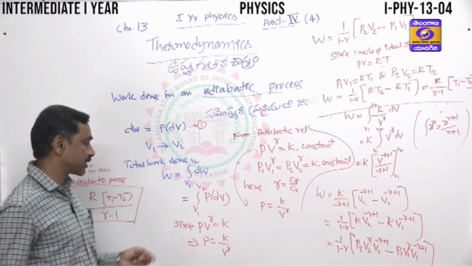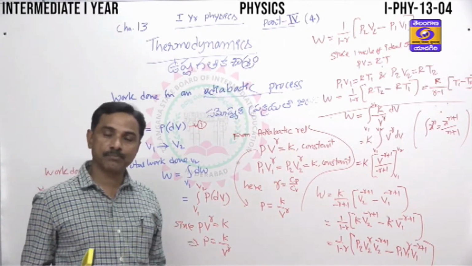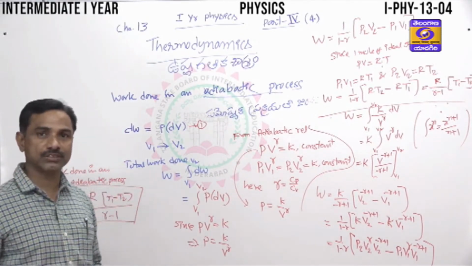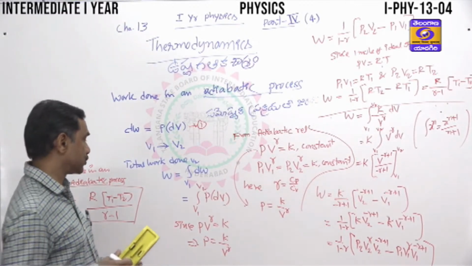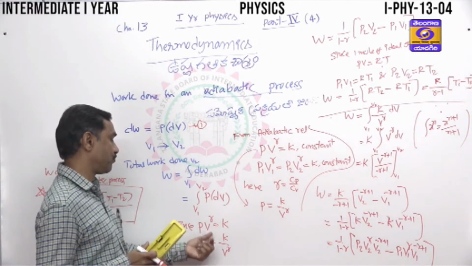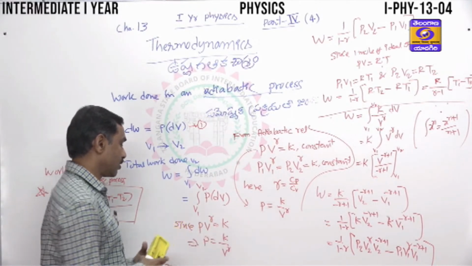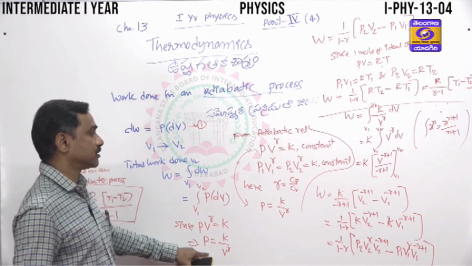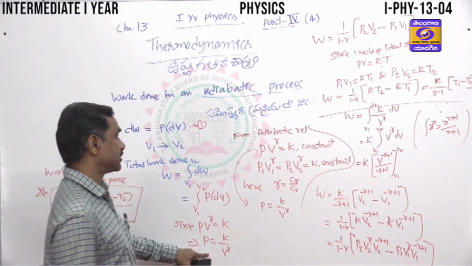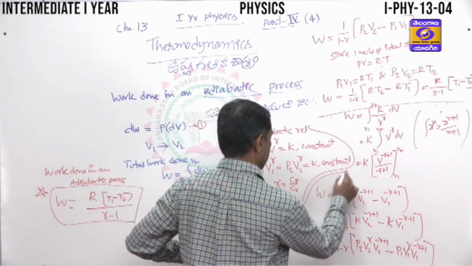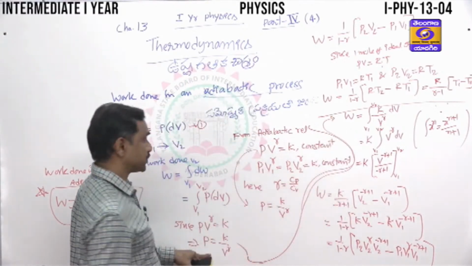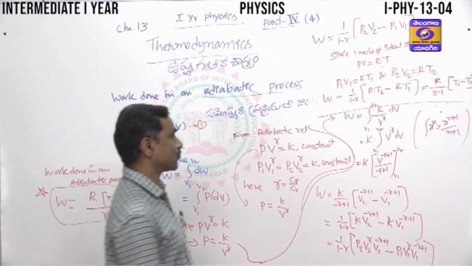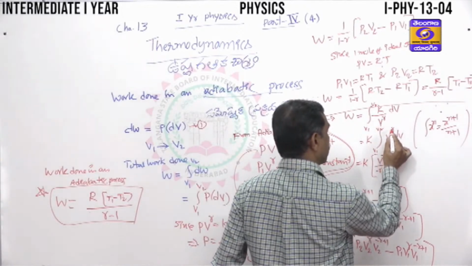Now, in an adiabatic process, the temperature does not remain constant. Remember, pressure changes, volume changes, temperature also changes. So we have to apply the adiabatic relation: PV power of gamma is equal to K, or P is equal to K divided by V power of gamma. Now substituting this in the expression, wherever P is there, replace it by K divided by V power of gamma. Taking it to the numerator, V power of minus gamma dV.